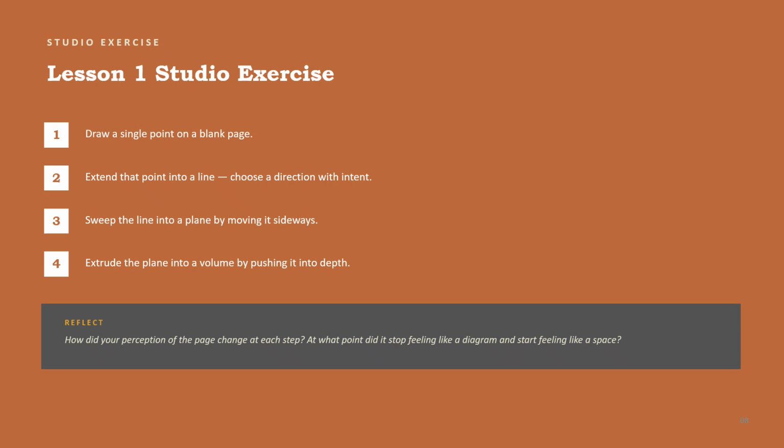So, I will recap one more time the studio exercise for lesson 1. You have to draw a single point on a blank page. Then extend that point into a line. Choose a direction with intent. Sweep the line into a plane by moving it sideways. And fourth, extrude the plane into a volume by pushing it into depth. And then you will reflect on how your perception of the page changed at each step. At what point did it stop feeling like a diagram and start feeling like a space?